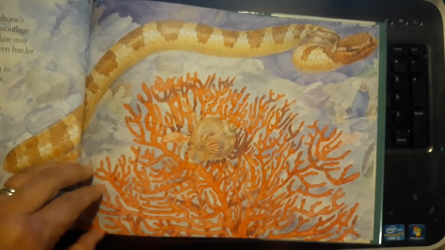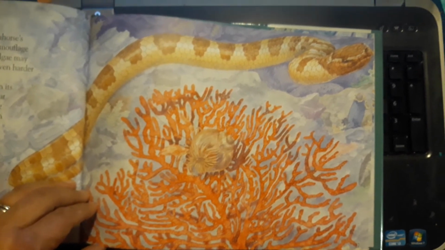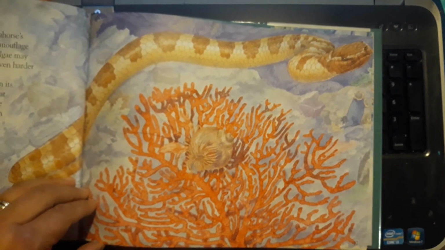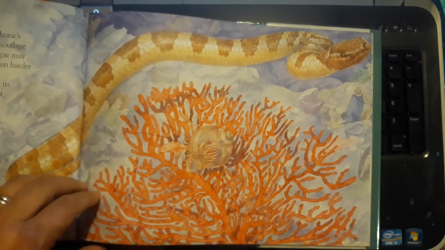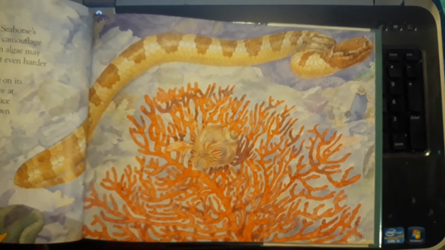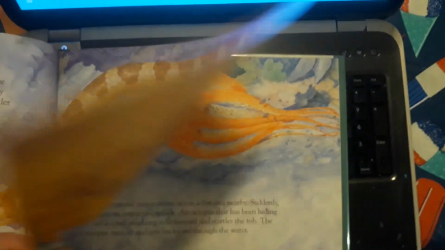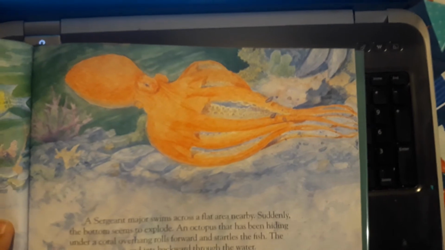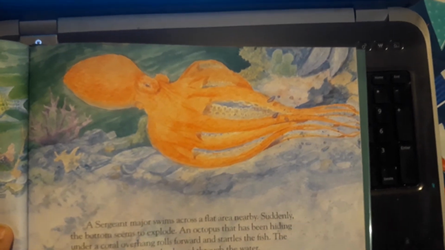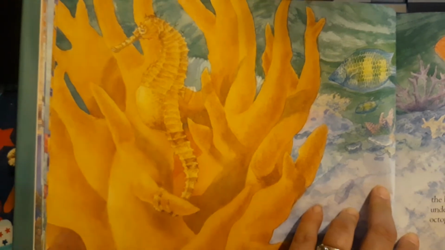Nearby, a small hermit crab with a sea anemone on its shell rests on top of a sea fan. Its pincers wave at a sea snake that swims by. The crab doesn't notice Seahorse. Finally, the crab climbs down the sea fan and scuttles away. Ooh, look here. And look, you can't hardly see him. He's hidden pretty well.